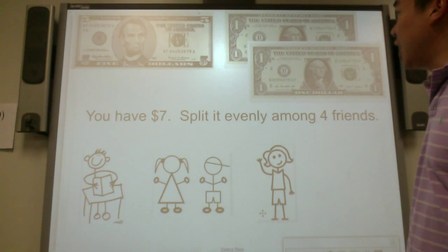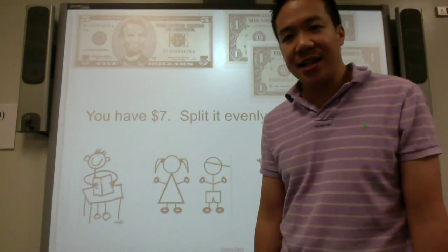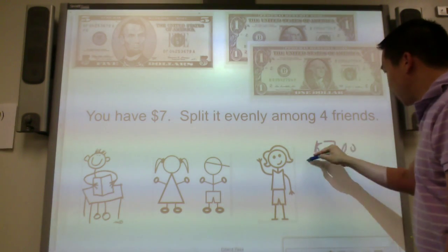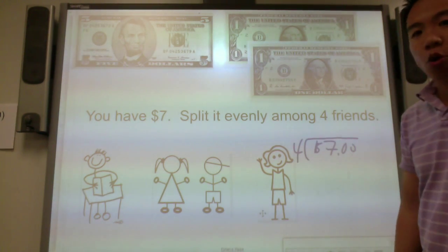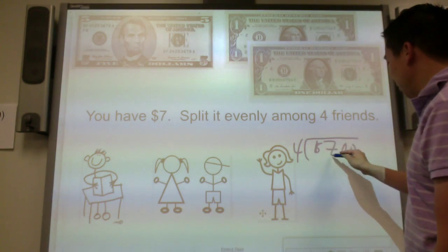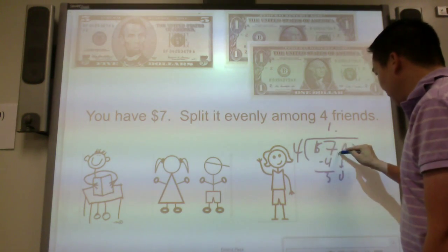You have $7. Split it evenly among these 4 friends. If I have $7, and I want to share it evenly among 4 friends, how much will each friend get? 4 goes into 7 1 time. Don't forget the decimal, line it up.